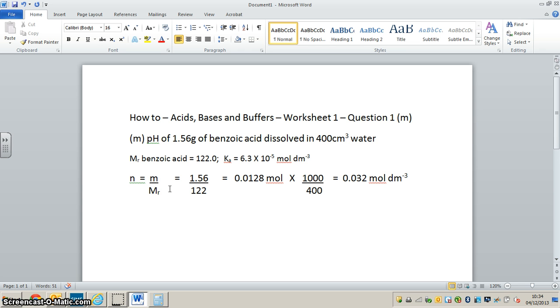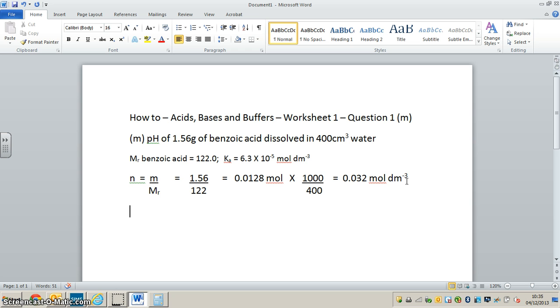So there we go. We've got the number of moles equals the mass over the molar mass. So we've got 1.56 grams divided by the molar mass, which is 122, which gives us 0.0128 moles, and that is in 400 centimetres cubed of water. So the moles per decimetre cubed is the number of moles times 1000 divided by 400. And if we do that calculation, we get a final concentration of benzoic acid of 0.032 moles per decimetre cubed.